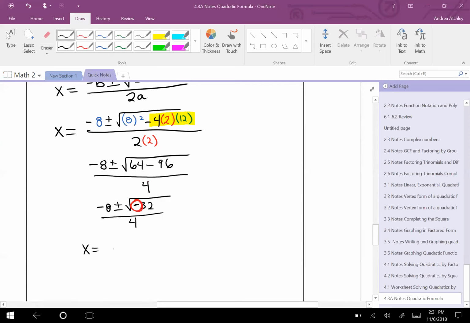So it's going to be x equals negative 8 plus i square root 32 over 4, and negative 8 minus i square root 32 all over 4.